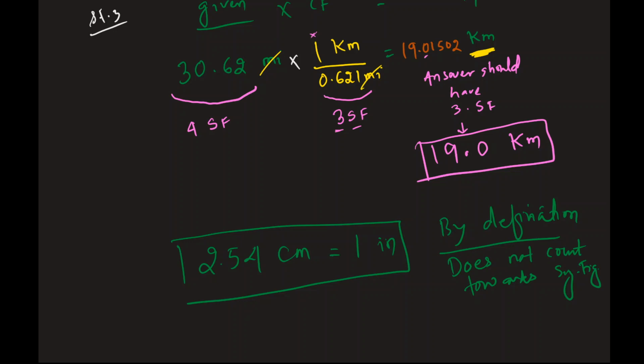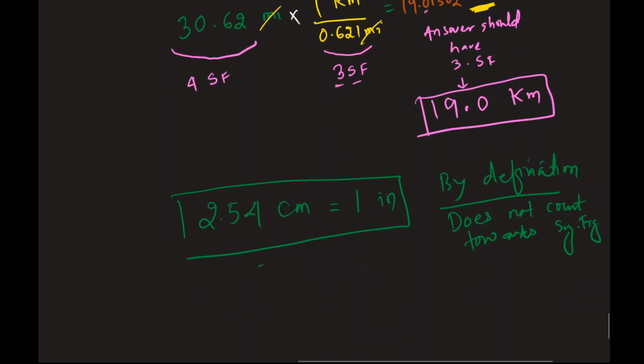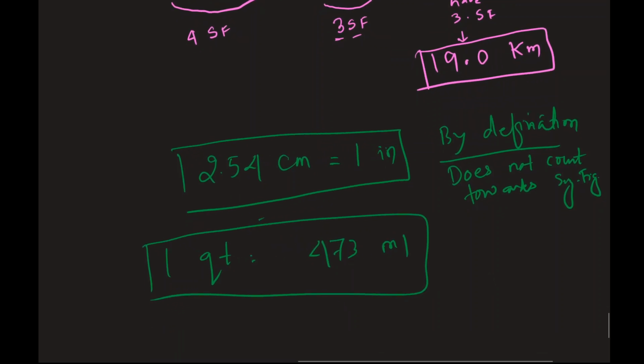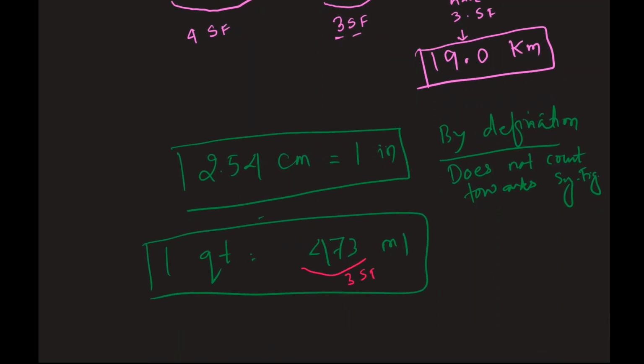So if you have a conversion from centimeters to inches, you're not going to count this as 3 sig figs. Just ignore all of those. Besides that, everything else you have to count. Let's say 1 quart equals 473 milliliters. For this conversion, you will be counting 3 sig figs here, and you will not be counting anything on this other side. So this is going to be carried over by 3.